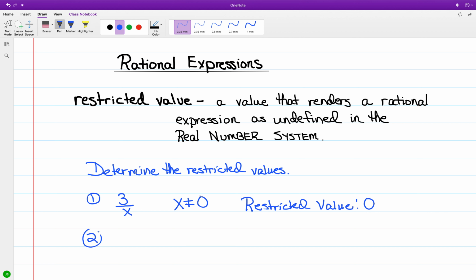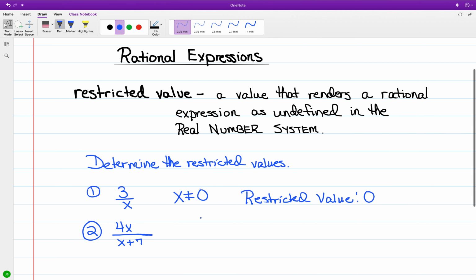Let's say we have another rational expression, 4x over x plus 7. Now we have two expressions in x, one in the numerator, the other in the denominator. Again, the restriction is going to come from the denominator. So x plus 7 cannot be 0, and if that is the case, then x cannot be negative 7. So the restricted value is negative 7.